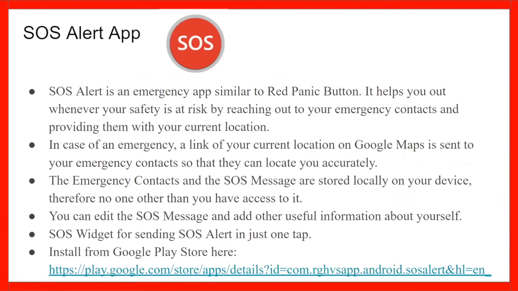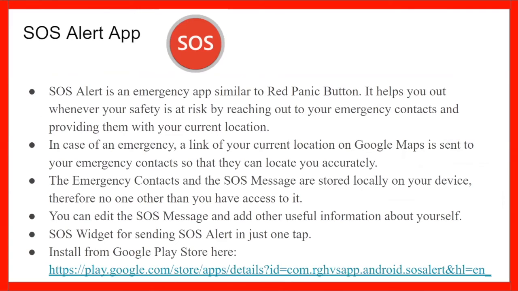There's also an SOS Alert app. SOS Alert is an emergency app similar to Red Panic Button. It helps you out whenever your safety is at risk by reaching out to your emergency contacts and providing them with your current location. In case of an emergency, a link of your current location on Google Maps is sent to your emergency contacts so they can locate you.